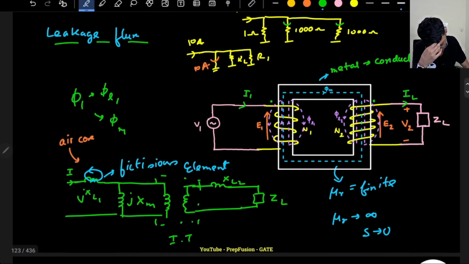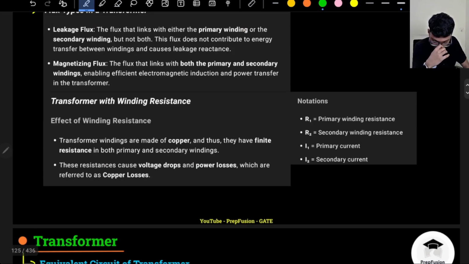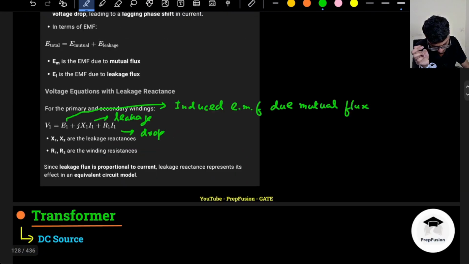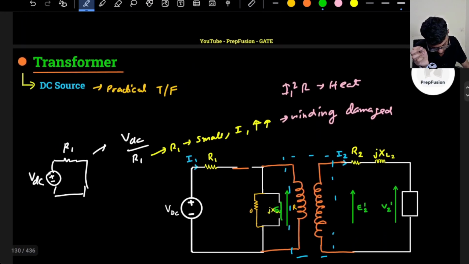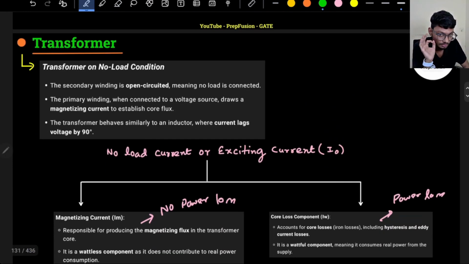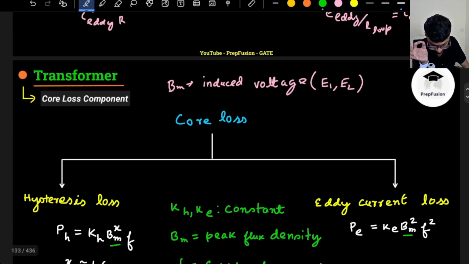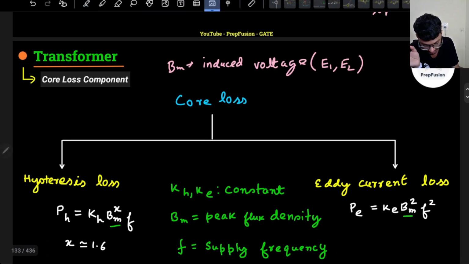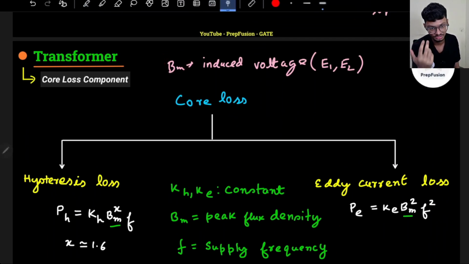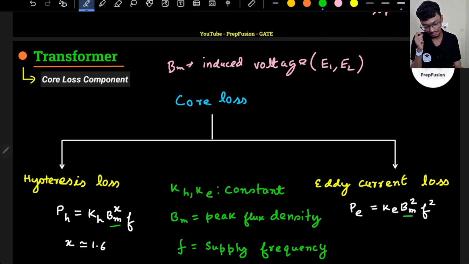Otherwise, it will cause confusion. I don't want you to cause confusion. So this is not E2 dash, simply V2. I'm not referring anything. This time, my induced voltage and supply voltage are not the same, so please keep this in mind. This time-varying flux will be responsible for the induced voltage.